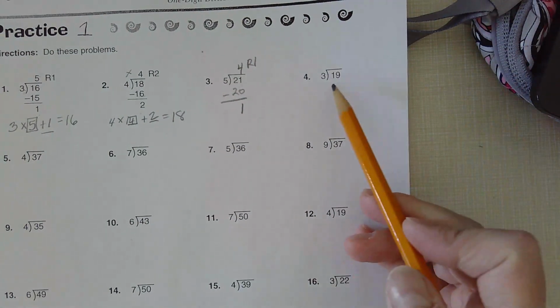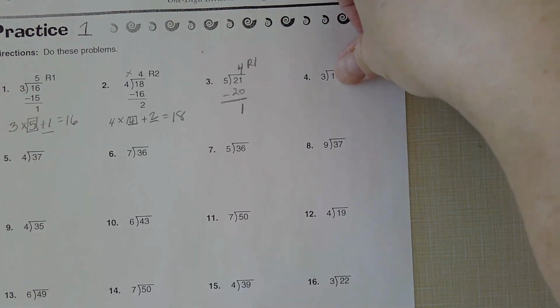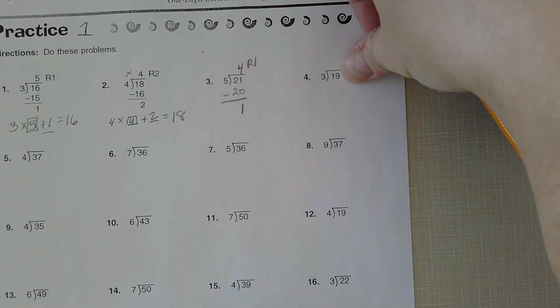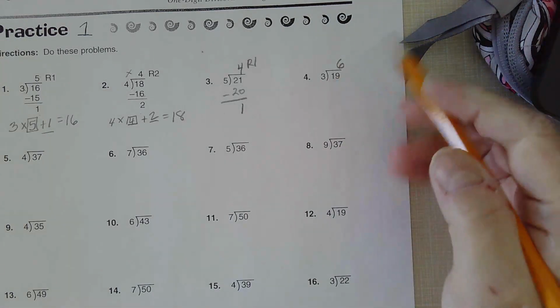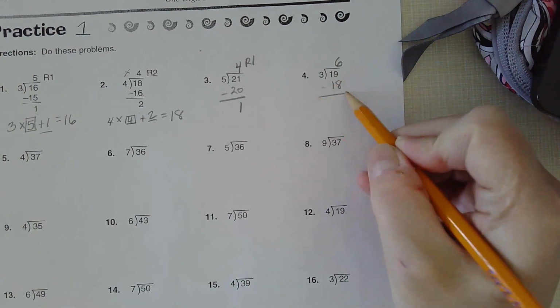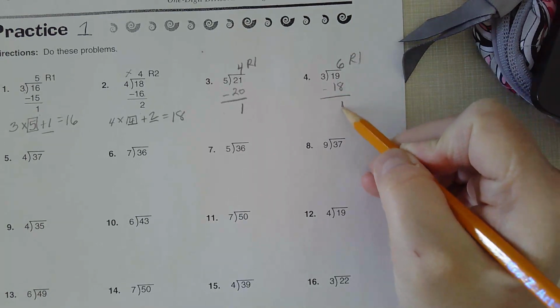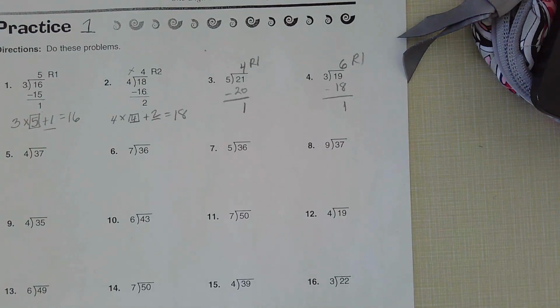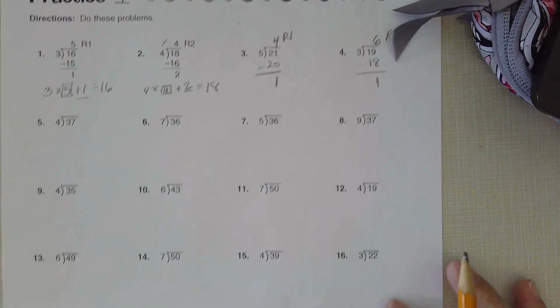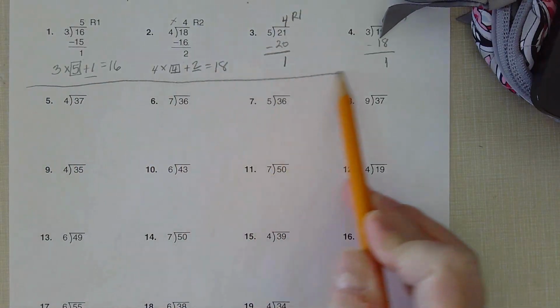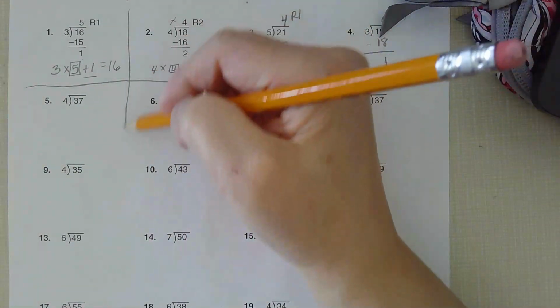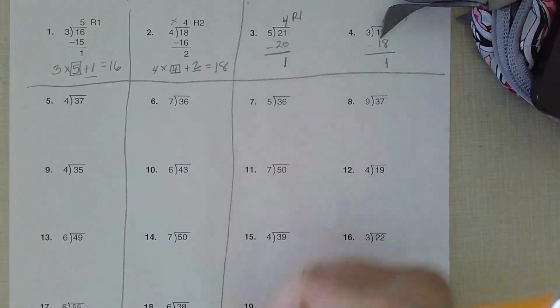Okay? For number 4, can 3 go into 1? No, it cannot. Can 3 go into 19? Yes, it can. How many times? 6. 6 goes up top of the 9 because it goes into 19. 6 times 3 is 18. Subtract, and we get 1. So our answer is 6 with a remainder of 1. All right. Going on, just going to draw a line here. Okay. If it's easier, we can separate the problems like this.